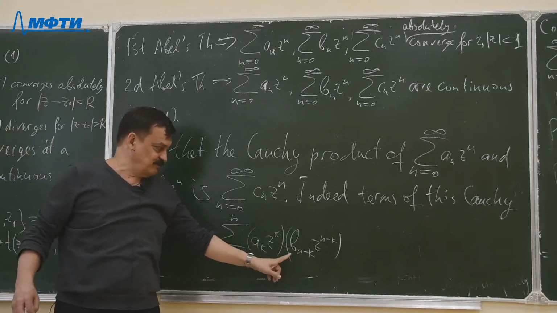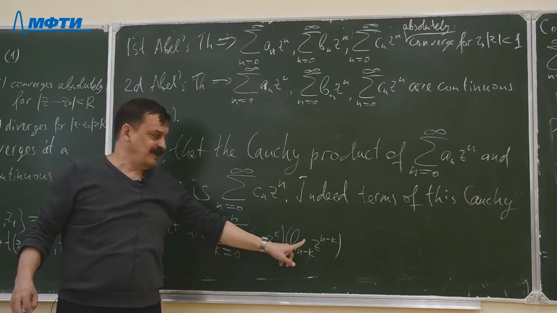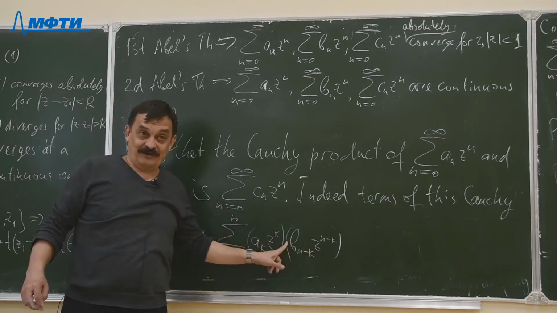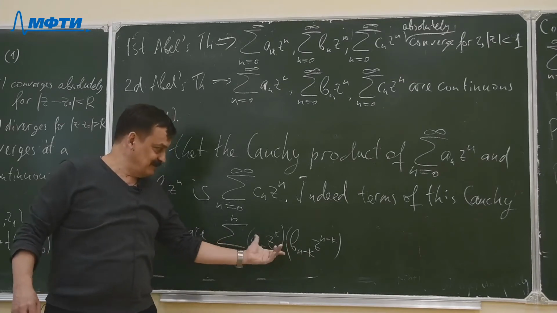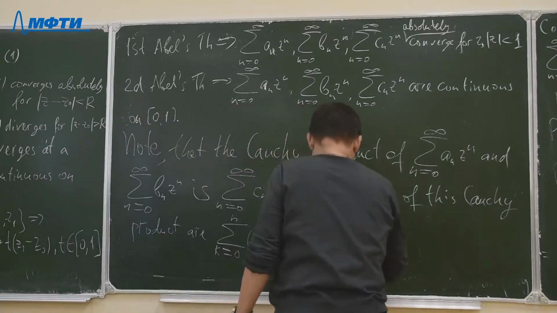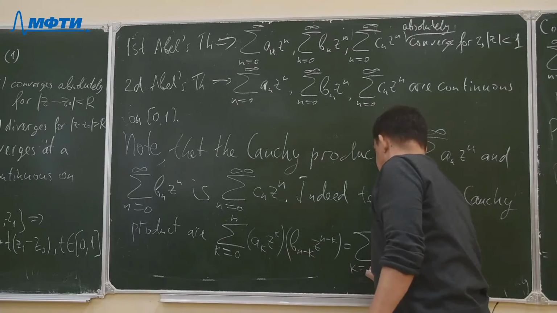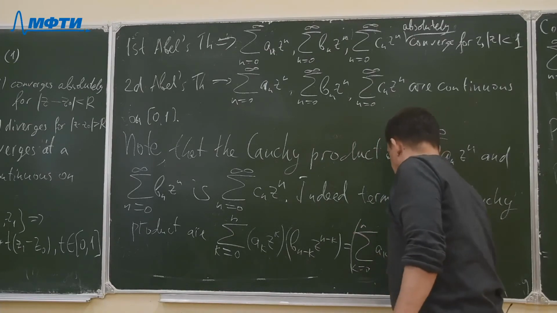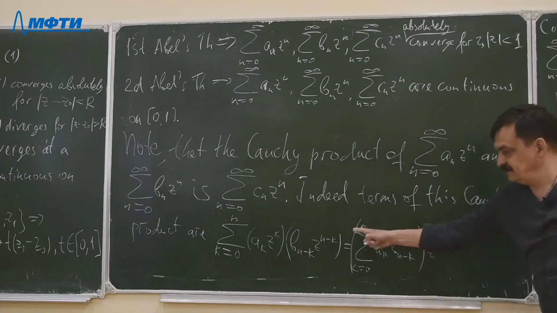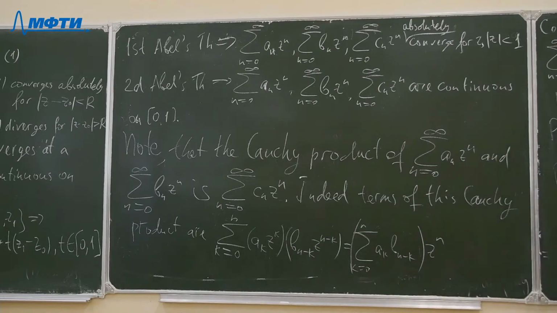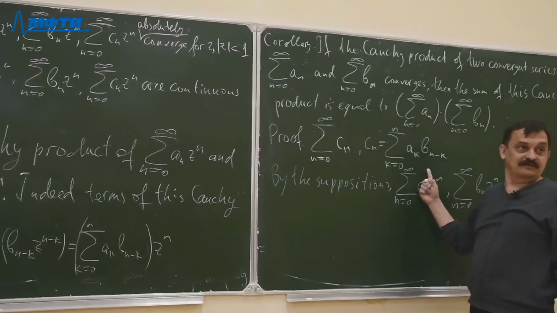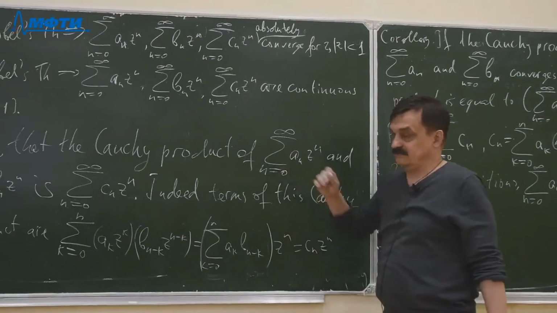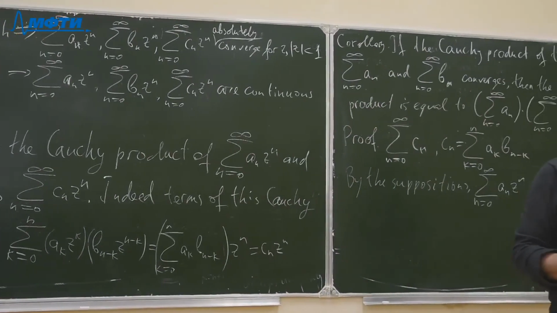Now look at this product: z to the power k times z to the power n minus k. What is it? Z to the power n, right? It is a common multiplier outside, and what is in brackets is precisely c_n, right? So indeed we have the Cauchy product.